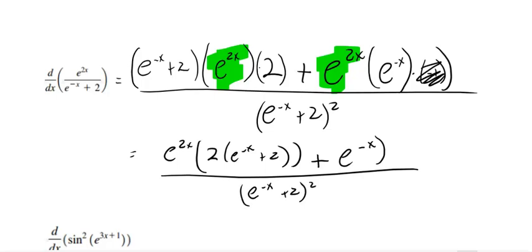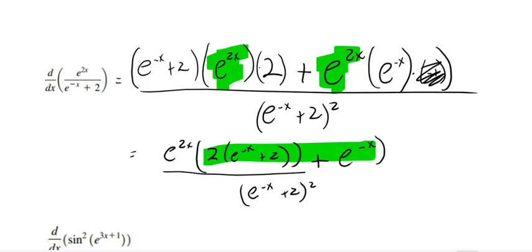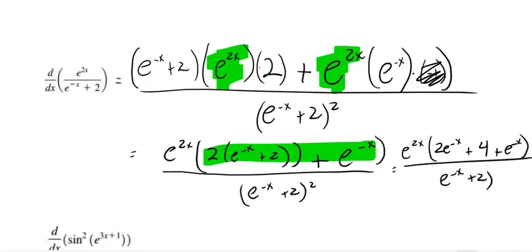And then once I do the factoring, I ask myself, can I simplify what's in here? A lot of times the answer is yes. So let's see. That would be e to the 2x. And this is 2e to the negative x plus 4 plus e to the negative x all over e to the negative x plus 2 quantity squared. And I see these are like terms. 2e to the negative x plus 1e to the negative x is 3e to the negative x. So I can simplify that. And then I think we're good.